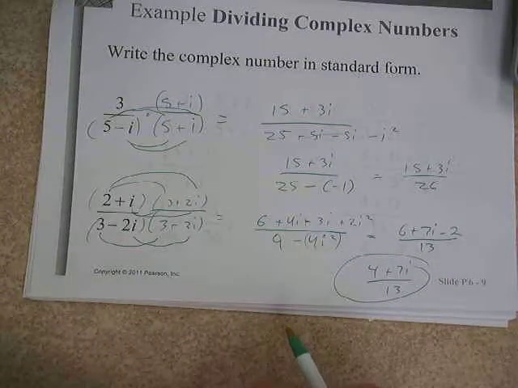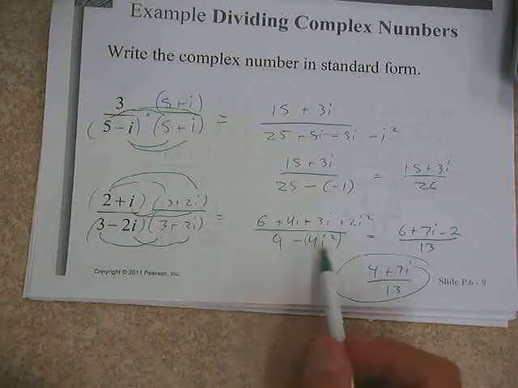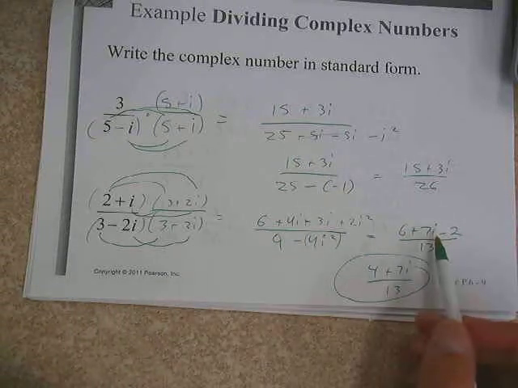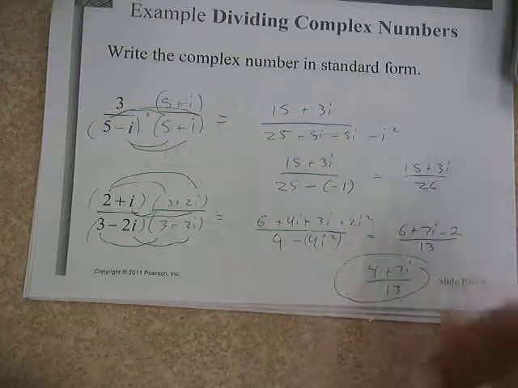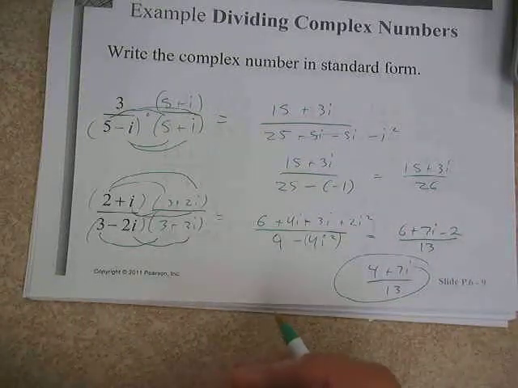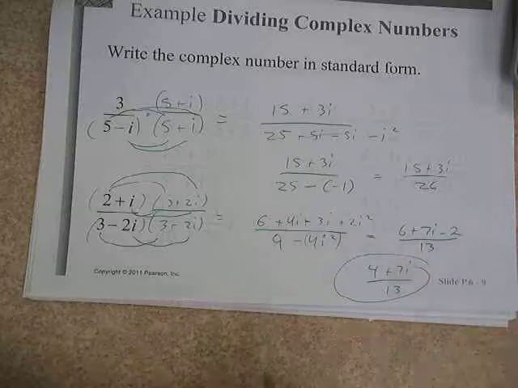All these pluses and minuses and i-squareds and whatnot. Most people get the signs wrong when they do this. That's usually the most common mistake. So when you're doing this, I always try to show every step. That way I know I got my signs correct from one step to another.